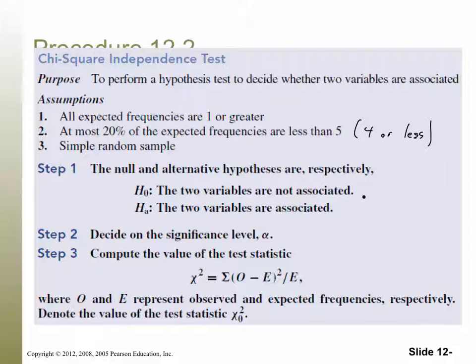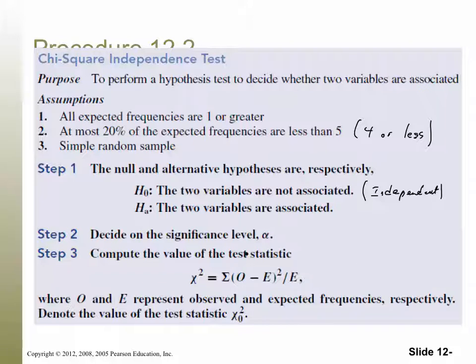Okay? And so our null hypothesis will always be that the two variables are not associated. Is that independent or dependent? Independent. That's independent. And then the alternative would be, no, there is influence. Knowing one will help you know the other, right? Knowing the value of one variable would help you know the other.